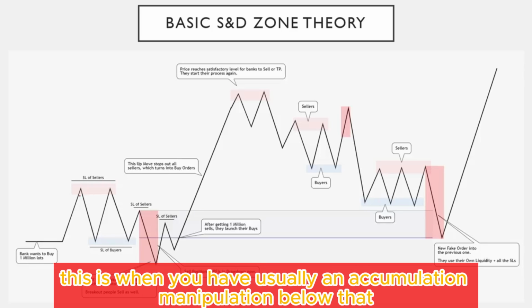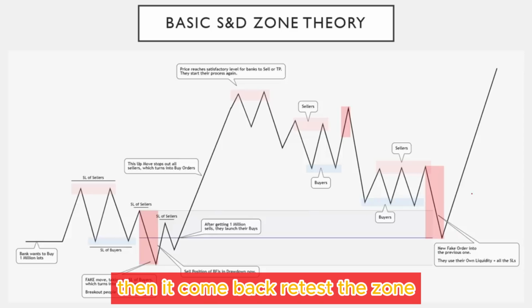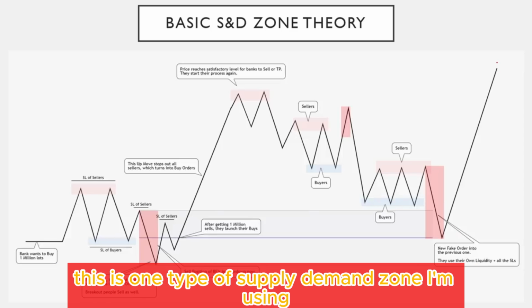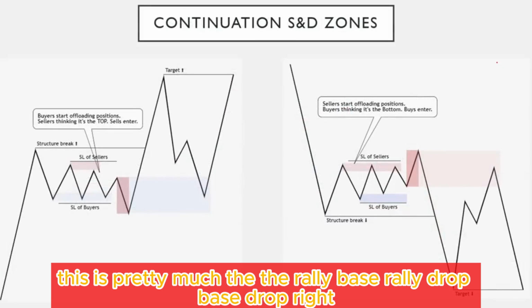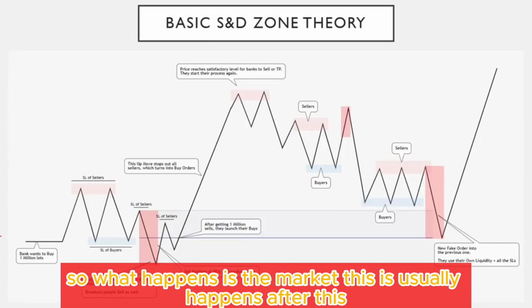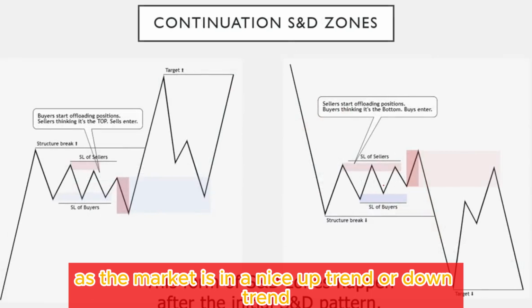This is when you have usually an accumulation, manipulation below that, initiation outside, then you come back, retest the zone, and then the market usually goes in the overall direction. This is one type of supply and demand zone I'm using, and there is a second type. This is pretty much the rally base rally, drop base drop, right? So what happens is the market, this usually happens after this. So after this develops, this is how we see supply and demand form as the market is in a nice uptrend or a downtrend.